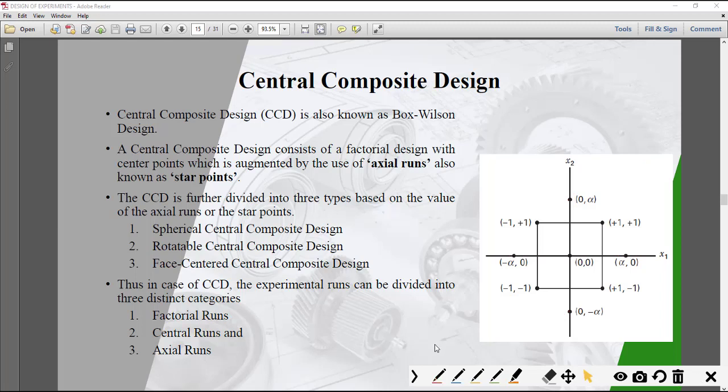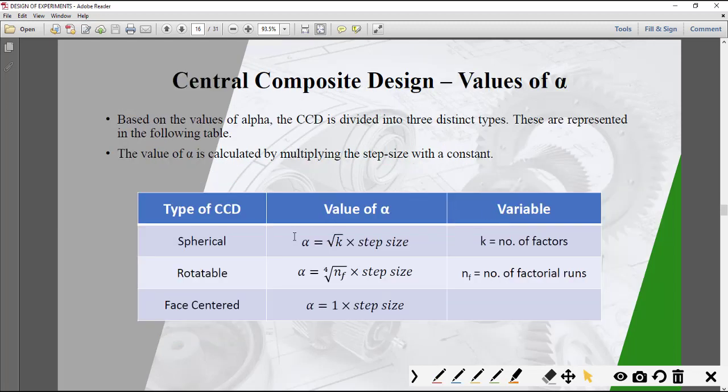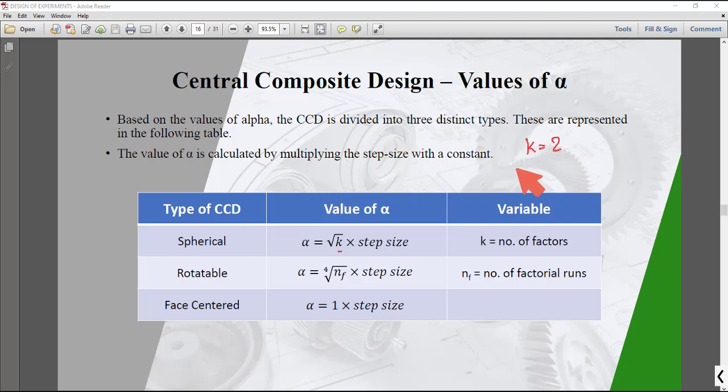Okay, so we will see how we can use this. So see, what are the values of alpha? That is, what are the values of the axial runs? For spherical, it is square root of k into step size. What is k? K is the number of factors. In the previous example, k is 2, right? We have only two factors, x1 and x2. So the value of k will be 2. So square root of 2 into step size, right? I have explained step size before also. I will explain it again, but just remember the formula.